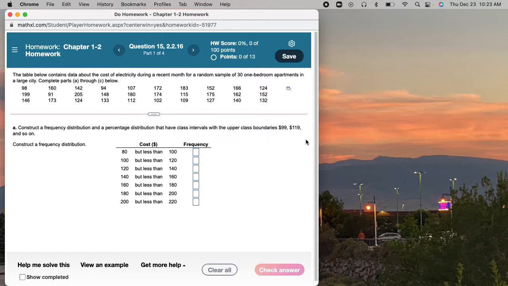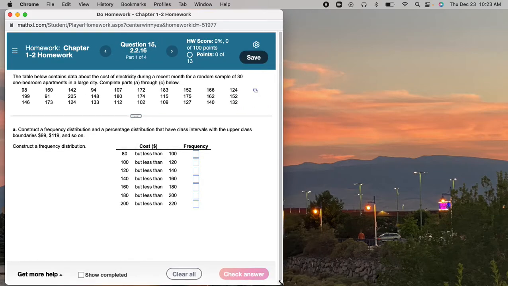So the first one says construct a frequency distribution and a percentage distribution that have class intervals with the upper class boundaries $99, 119, and so on. So first they're asking us to construct a frequency distribution. Okay, for this problem we are going to use Excel.